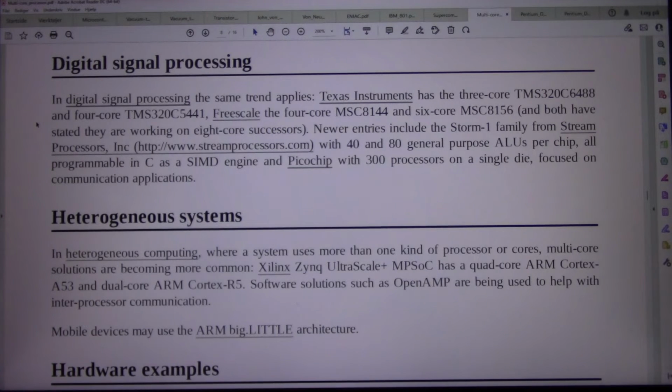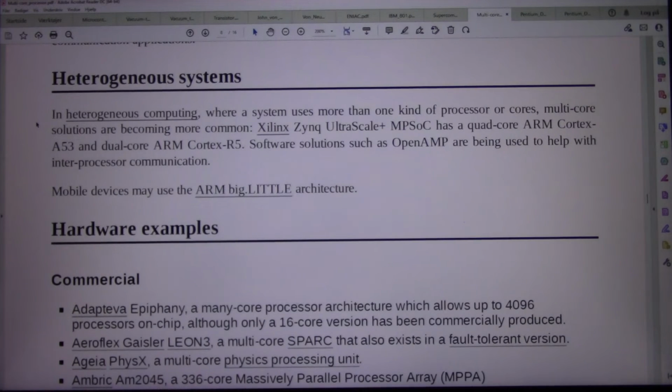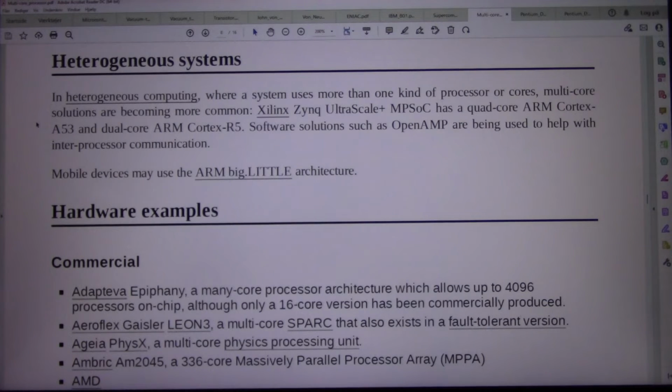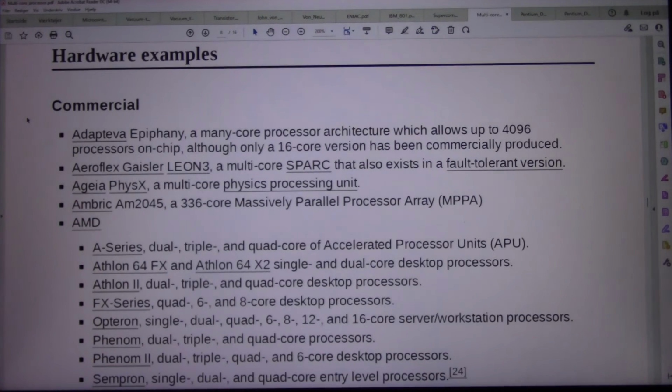Heterogeneous systems. In heterogeneous computing, where a system uses more than one kind of processor or cores, multi-core solutions are becoming more common. Xilinx Zynq UltraScale+ MPSoC has a quad-core ARM Cortex-A53 and dual-core ARM Cortex-R5. Software solutions such as OpenAMP are being used to help with interprocessor communication. Mobile devices may use the ARM big.LITTLE architecture.